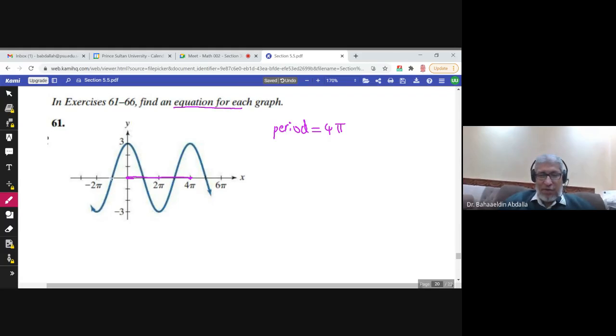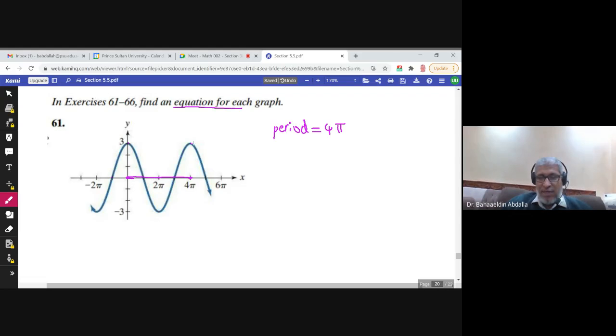Of course, if you start from here to determine the period, you have to end up here, no problem. But from pi to 3 pi also, you will get 4 pi. Always the period is 4 pi. It is easier for you if you start from 0, from 0 to 4 pi. If you start from this point, where is the point again?